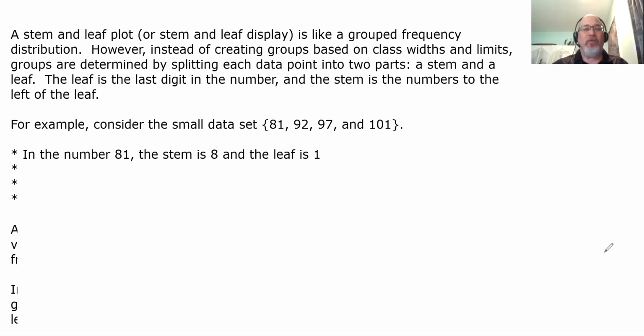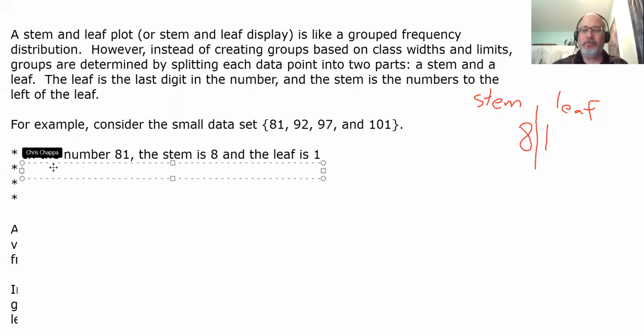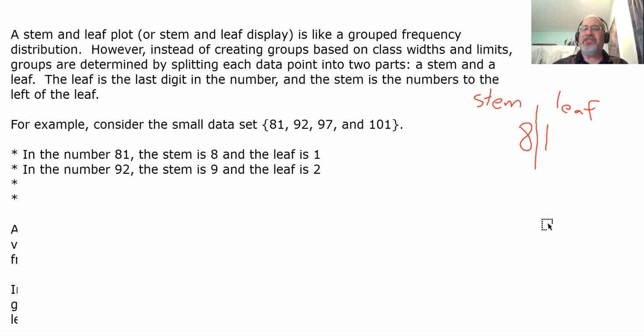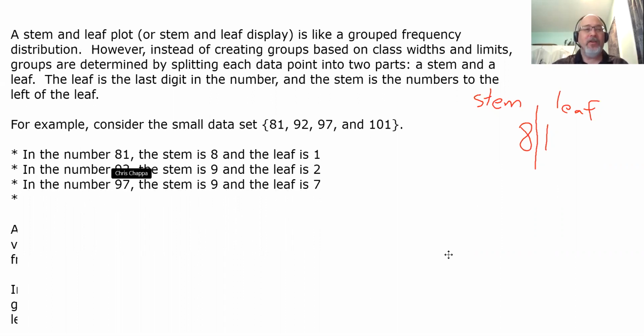For example, consider the small data set 81, 92, 97, and 101. In the number 81, the stem is 8 and the leaf is 1. You can literally think of it as taking the number and cutting it into two parts. Stem on the left, leaf on the right. So what would the stem and leaf be for the number 92? In the number 92, the stem is 9 and the leaf is 2. And for 97, the stem is 9 and the leaf is 7.